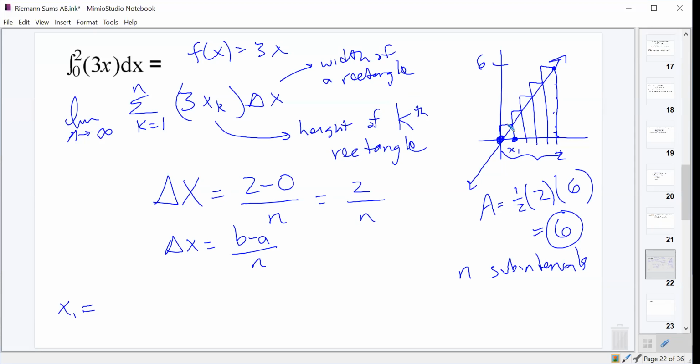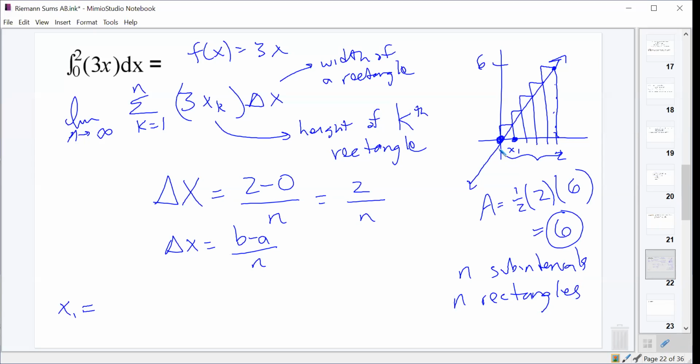Oh, would it be 2 over 5? Well, okay, so I've drawn 5 rectangles, right? So it's 2/5 based on the picture that I've drawn. But how many rectangles do I actually have? I don't actually have 5 rectangles. I have n rectangles, right? Based on my picture, I drew 5, but I could have drawn 6, or 3, or 1,000,000. We have n of them.